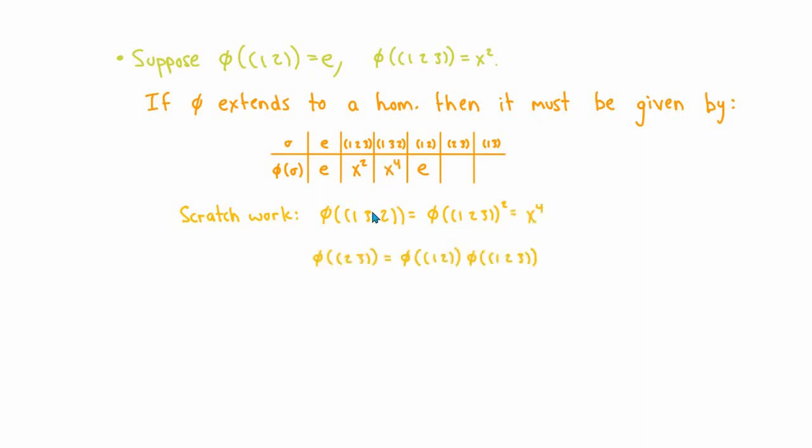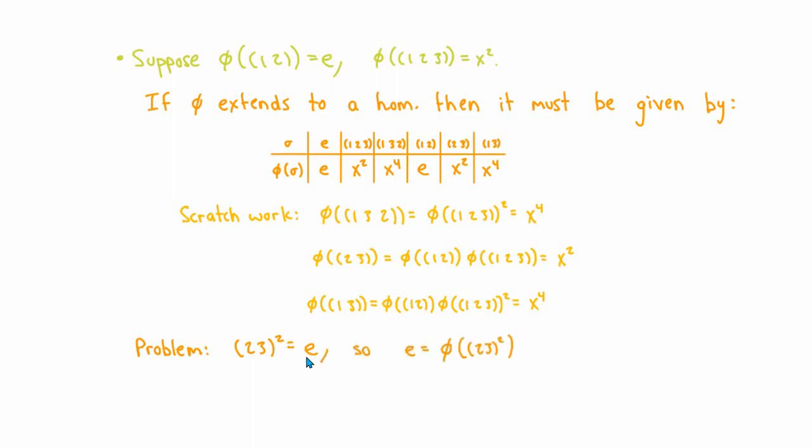Similarly, phi of (2 3) would have to be phi of (1 2) times phi of (1 2 3), which would be x squared. And phi of (1 3) would have to be phi of (1 2) times phi of (1 2 3) squared, which would be x to the fourth. But now it's not difficult to see that such a map can't be a homomorphism, because, for example, (2 3) squared is the identity. So if phi were a homomorphism, then phi of (2 3) squared would have to be the identity, but phi of (2 3) squared would be x squared squared, which is x to the fourth, and x to the fourth is not equal to the identity in C6.